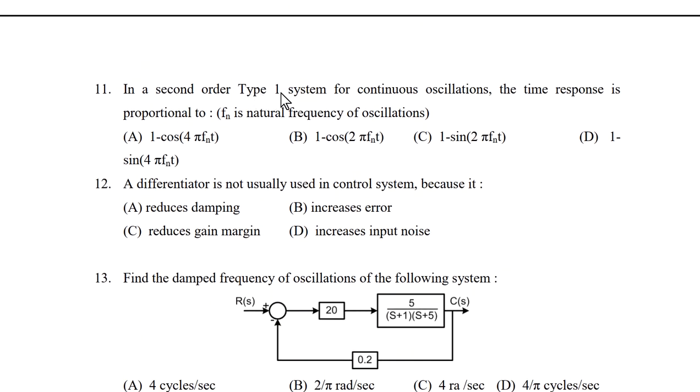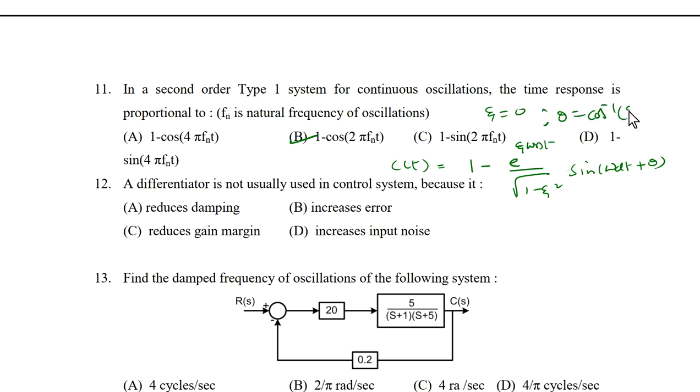In a second order type 1 system for continuous oscillations, the time response is proportional to 1 minus cos 2 pi fn into t. So how will you get this, sir? The response of this second order type 1 system is C of t is equal to 1 minus e power minus zeta omega nt divided by square root of 1 minus zeta square into sine omega dt plus theta. Substitute the zeta value 0, because for continuous oscillations, undamped oscillations, zeta value is 0. And theta is nothing but cos inverse of zeta.